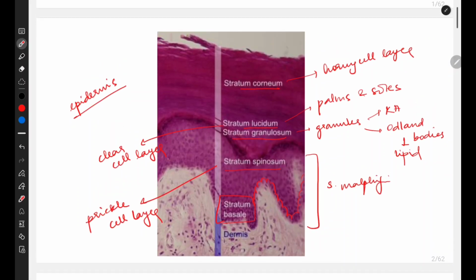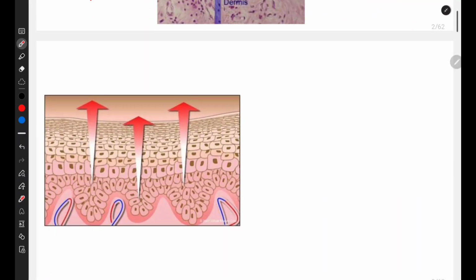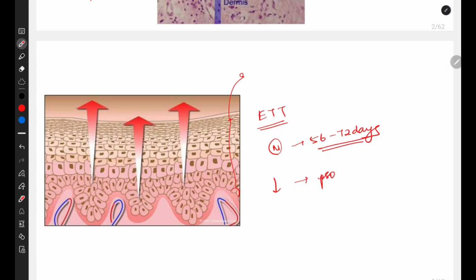Then, as already said, this basal, the first layer, is called the base layer. The cells after proliferation move upwards. The entire time from basal till corneum till shedding off is called ETT, epidermal turnover time. This is typically around 56 to 72 days. So if the ETT is reduced, then it will cause psoriasis. In psoriasis, the turnover will be very high. So that's why scaling forms. The skin cells will shed faster and will appear as white scales.